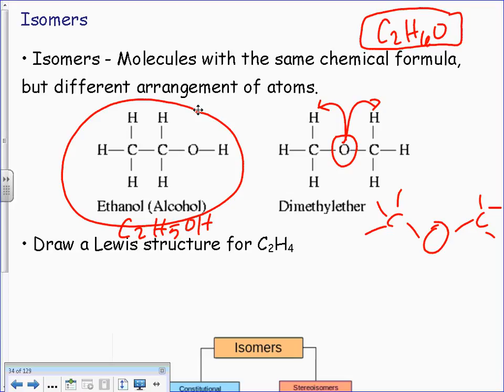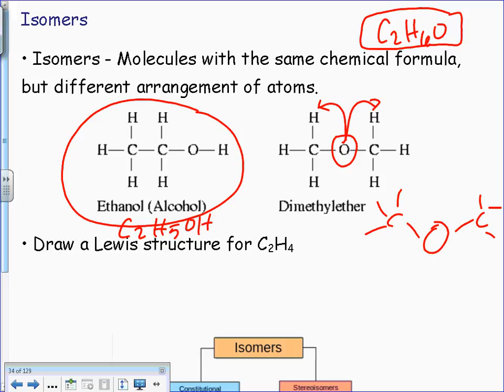Anyway, you should be able to manipulate the drawing to be a different structure but the same formula. That's all an isomer is. So we've got isotopes, ions, isomers. Any more I words? Okay. Yeah, there you go. So that's basically what that is about.